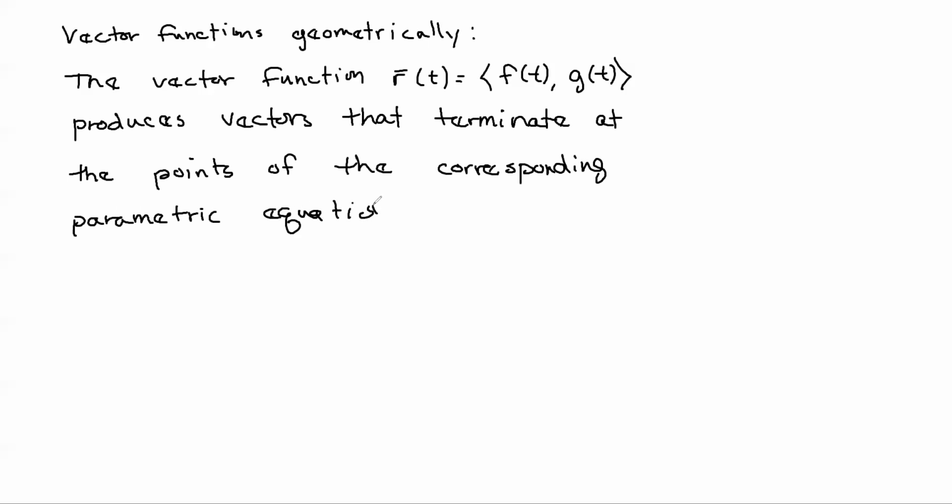Let's see that in action. So that's basically what vector functions do geometrically. A vector function is going to produce vectors, and if you graph those vectors with the initial point at the origin, then the vectors are going to end up terminating at points that match a corresponding parametric equation. That relationship is the key to understanding vector functions geometrically.